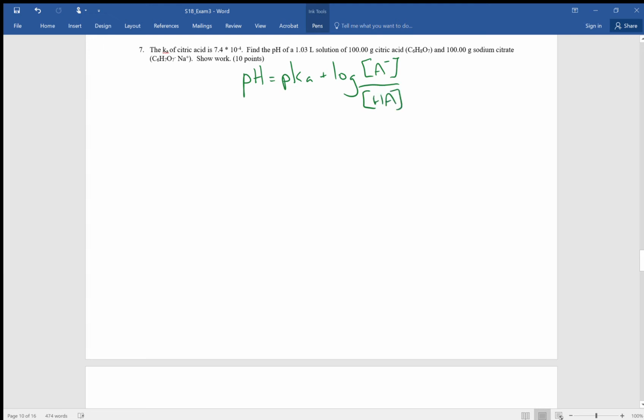So there's three separate things that we're going to have to calculate here: the pKa, the concentration of the base, and the concentration of the acid. The pKa can be calculated as the negative log of the Ka. And the Ka is given to us in the problem, 7.4 times 10 to the minus fourth. We take the negative log of that, we get 3.13. We can fill that in as the first term in our equation here.